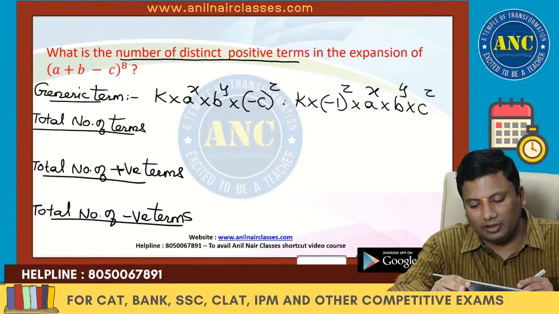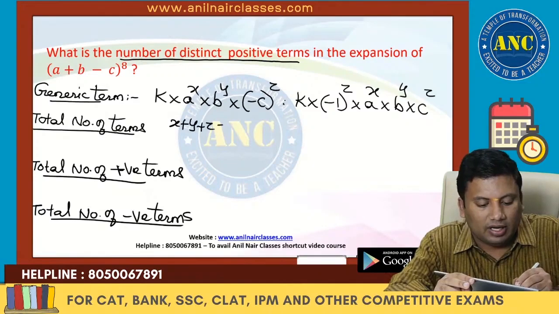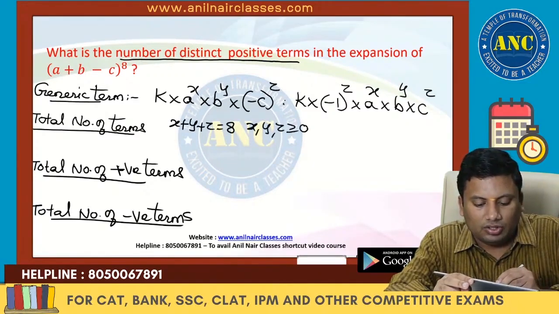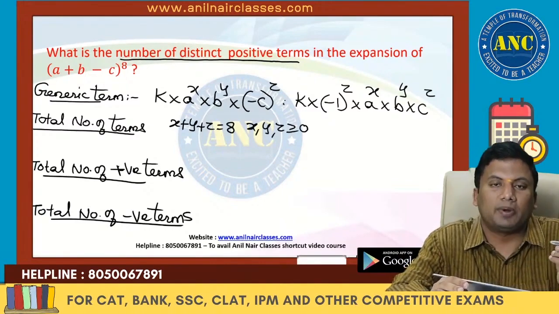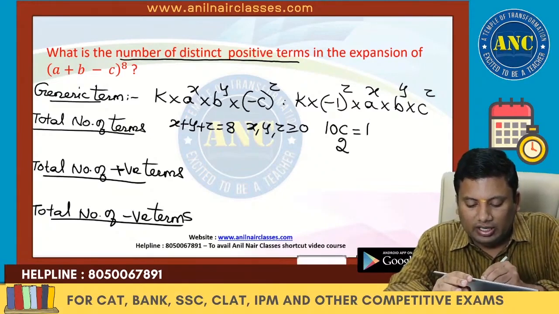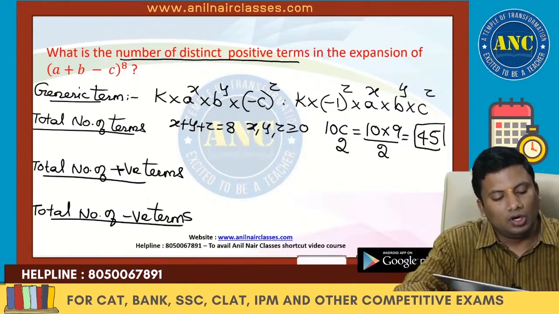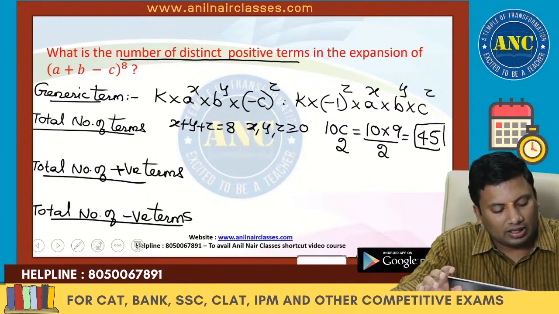The total number of terms: x plus y plus z equals 8, with x, y, z greater than or equal to 0. So 8 plus 3, 11, which is 10C2. 10C2 is 10 into 9 by 2. The total number of terms is 45.